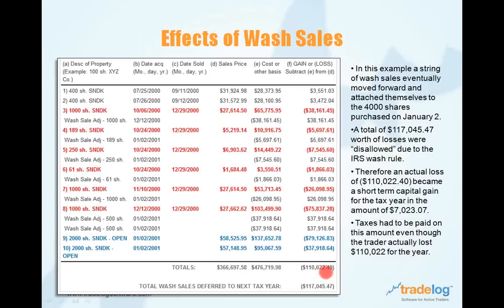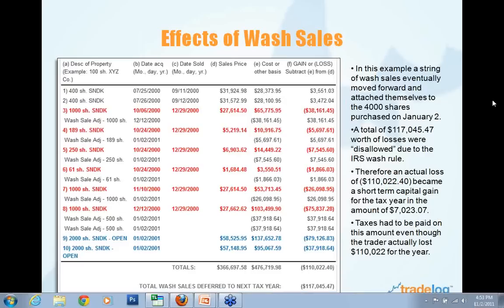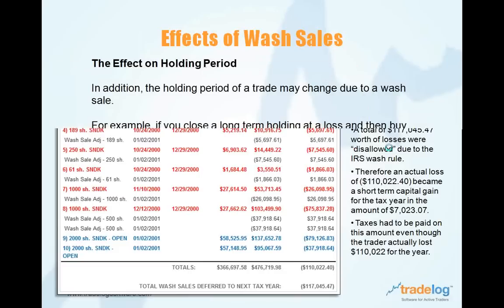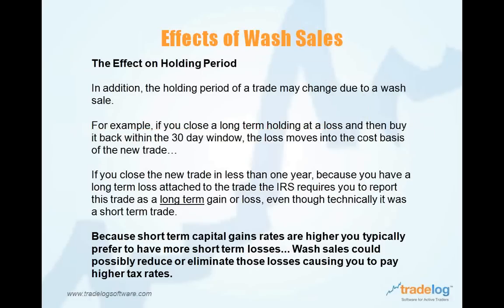Now, if you do the math there, the difference between $110,000 and $117,000, that means he had to pay taxes on $7,023, even though he'd lost $110,000. So that is where wash sales can sometimes reach out and bite you, and it certainly hurt for this trader. Now, that's not always the case, but that is one way that wash sales can really have an effect on you, is the disallowing of losses.